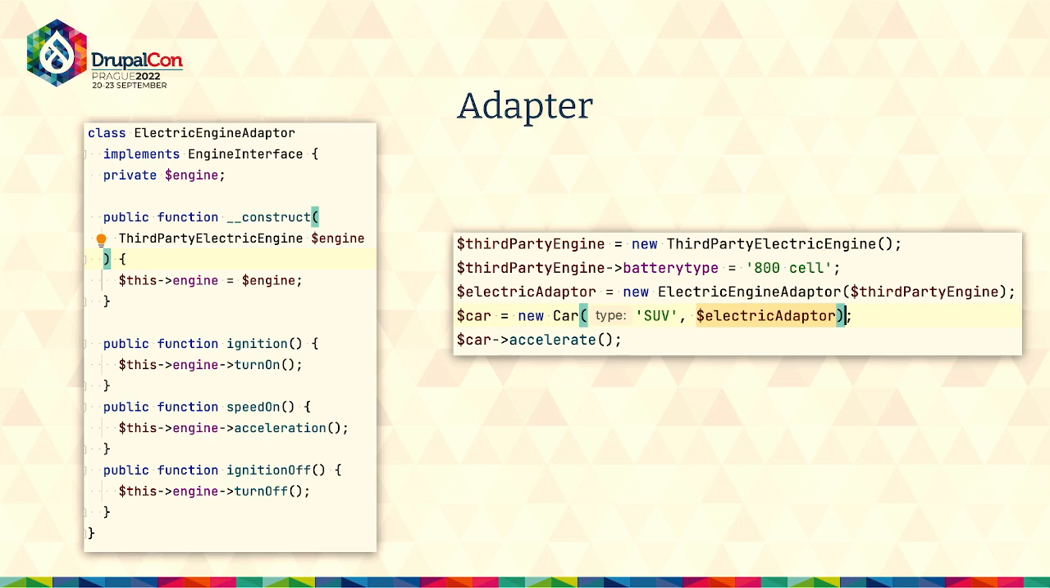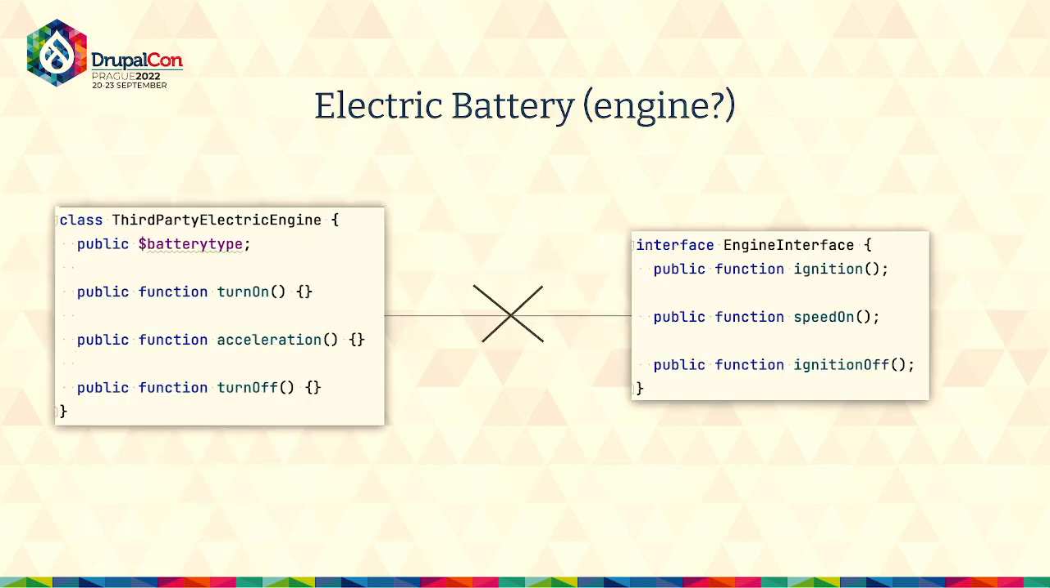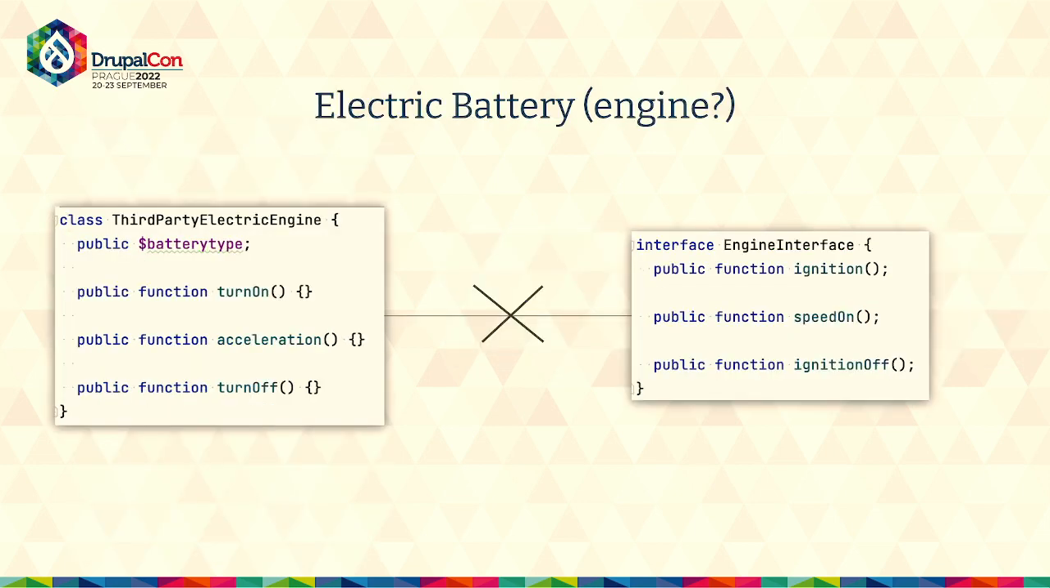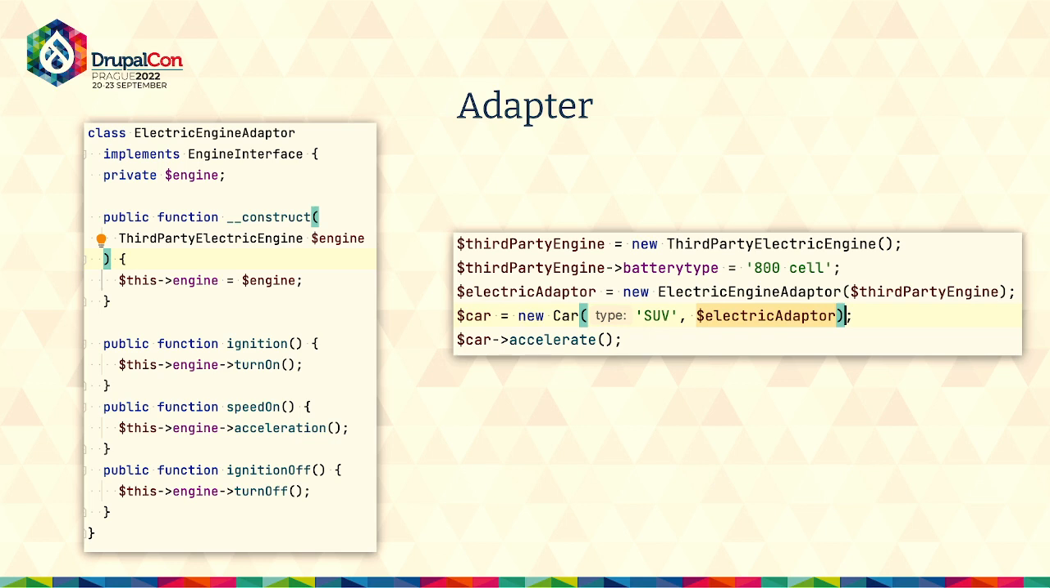And then we pass this as a dependency inside our adapter. So we have an adapter and pass our third-party engine as a dependency injection, and receive it here as engine. And you can see that the methods implemented by the adapter are all from the interface. It has ignition, it has speed on, it has ignition off. And this calls the methods of the external engine, which are turn on, acceleration, and turn off. Does anyone have any questions? Is it clear? Can I go ahead?